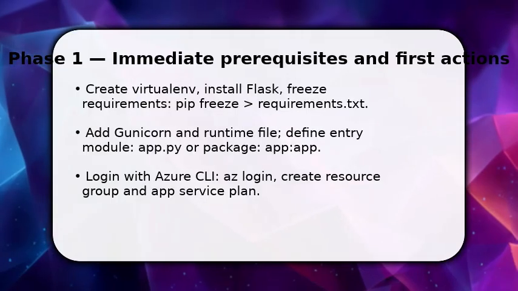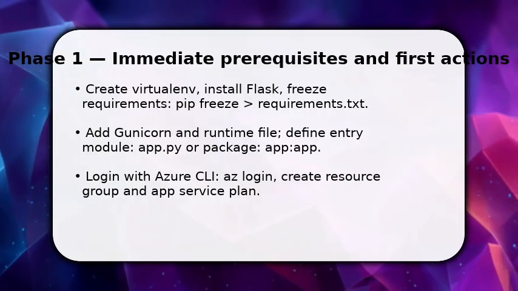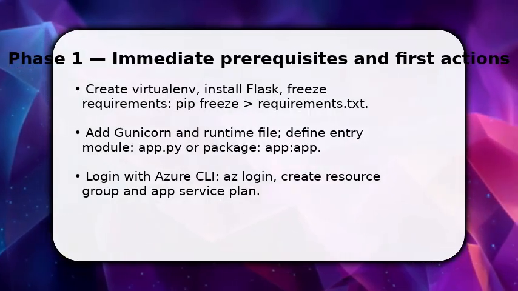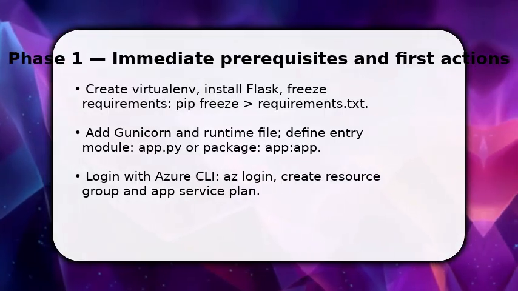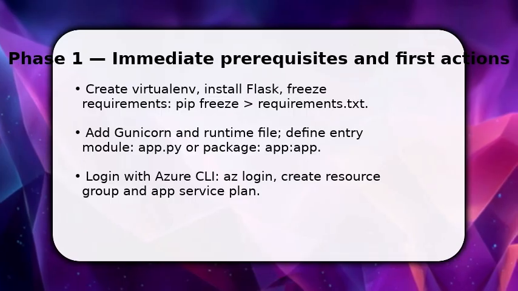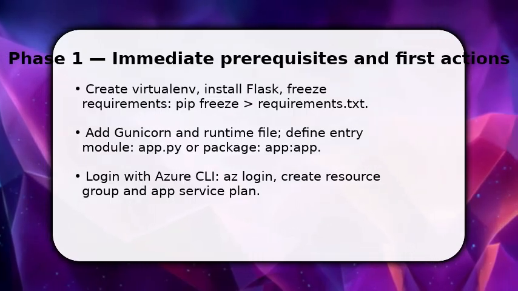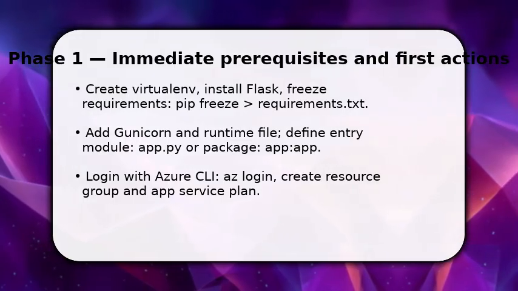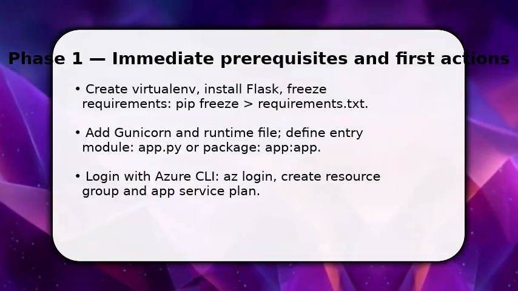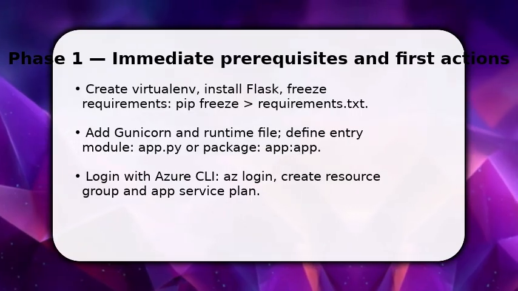You start by making the app production ready. Create a virtualenv, install Flask and Gunicorn, then run pip freeze to produce requirements.txt so Azure installs exact packages. Next, confirm your Flask entry point, app.py with an app variable or a package, because the startup command will reference it. Then, open a terminal and log in with az login.